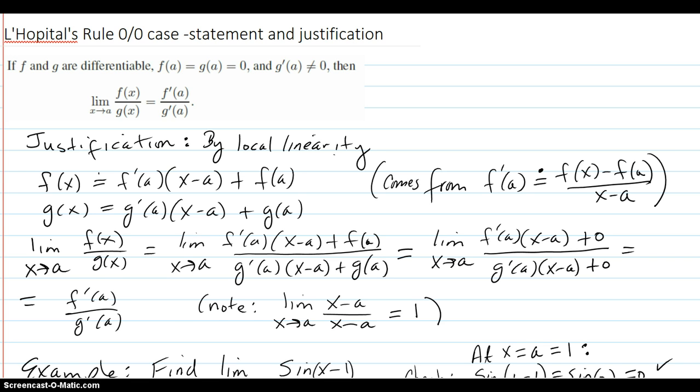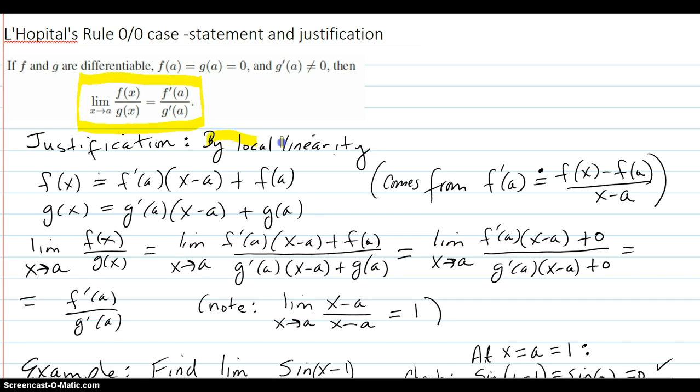So basically what we have is, if f and g are differentiable and f of a equals g of a equals 0, both are 0, and of course g prime of a is not equal to 0, then we have the first form that we see of L'Hopital's rule, and that's this. The limit as x goes to a of f of x divided by g of x is equal to the derivative of f evaluated at a divided by the derivative of g evaluated at a. Let's see how we can justify this.